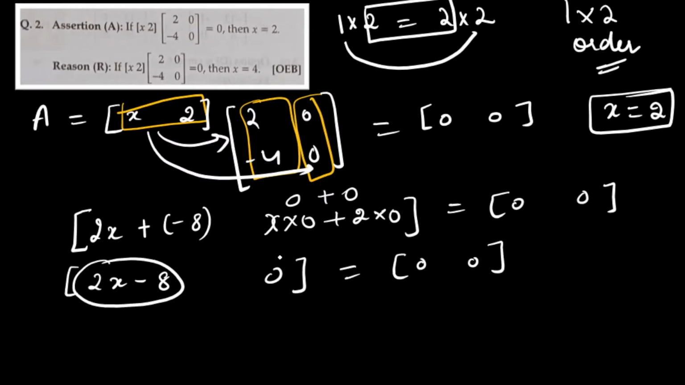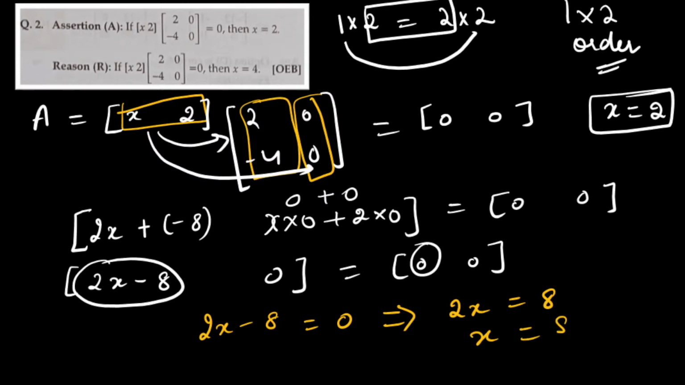Now we can equate these elements, because we have to use equality of matrices. So 2x minus 8 equals 0. This is a linear equation. When we simplify, I'll get 2x equals 8. Minus 8, when we shift to the other side, becomes plus 8. So x equals 8 by 2. When I solve, I am getting the value of x as 4. So x value is 4.